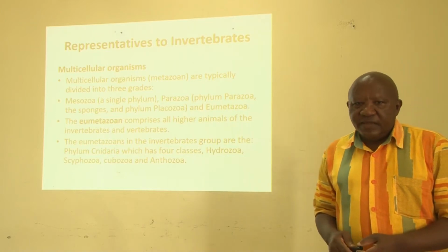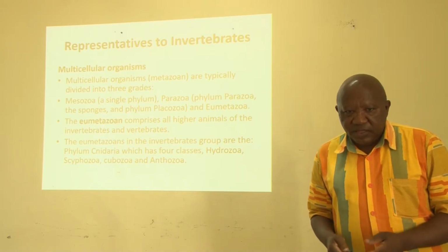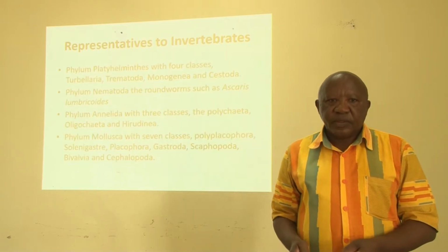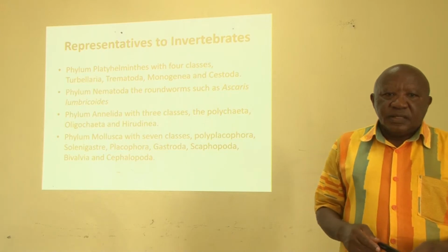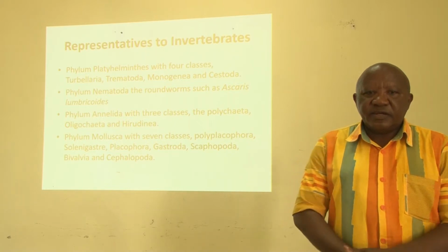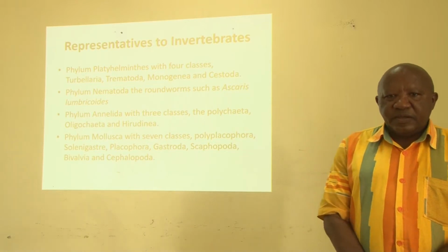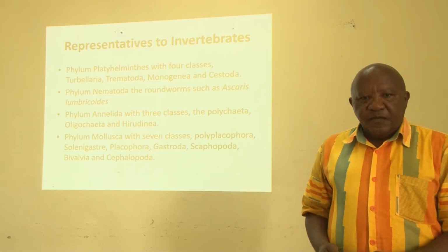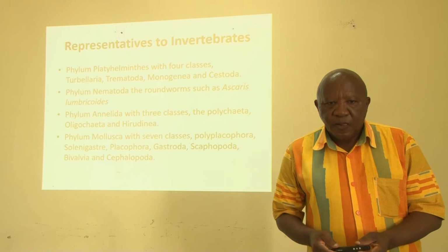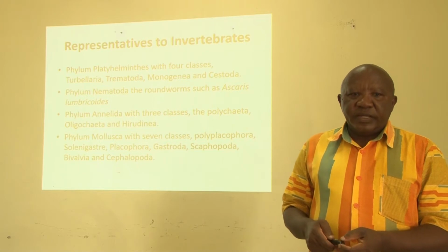The Eumetazoans in the invertebrate group are the phylum Cnidaria, which has four classes: Hydrozoa, Scyphozoa, Cubozoa, and Anthozoa. We have the phylum Platyhelminthes with 4 classes: the Turbellaria, the Trematodes, the Monogenea, and the Cestoda, the common tapeworms. We have phylum Nematoda, the roundworms such as Ascaris lumbricoides. Phylum Annelida has 3 classes: the Polychaeta, the Oligochaeta, and the Hirudinea.